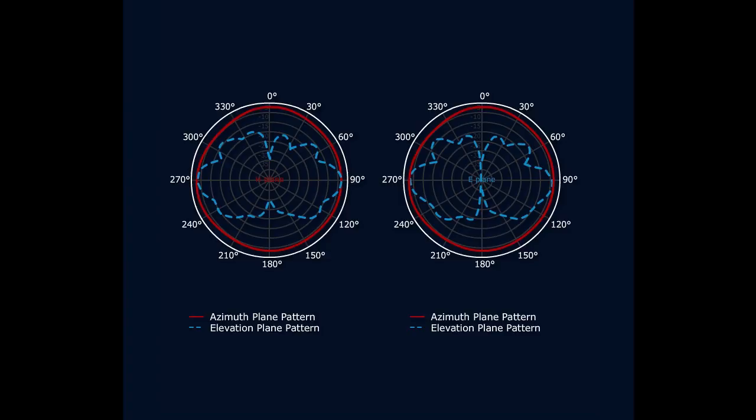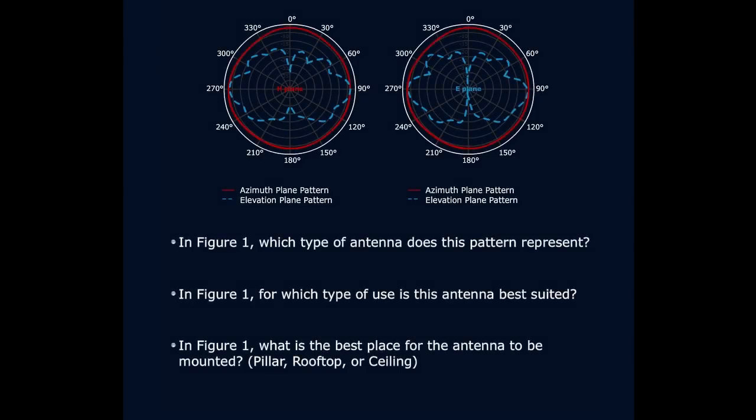So here's our first example. We'll take a look at this radiation pattern. And here's some questions. Pause your video, and we'll take a look together. All right, so first thing, what type of antenna does this pattern represent?